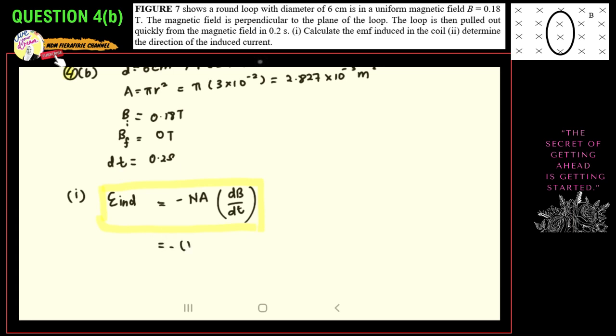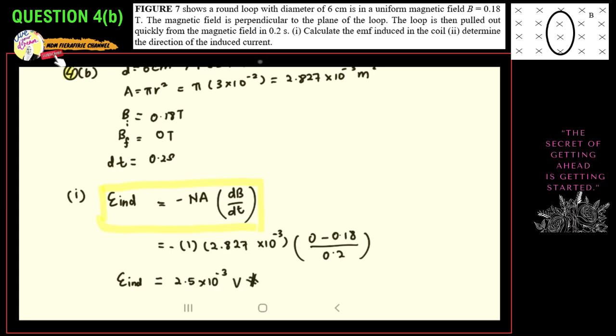So it's equal to negative, where the number of loop is 1. A is equal to 2.827 times 10 to the negative 3, and B final minus B initial is 0 minus 0.18, and dt is 0.2 seconds. So we will get the induced EMF equal to 2.5 times 10 to the negative 3 volt. So this is the answer.